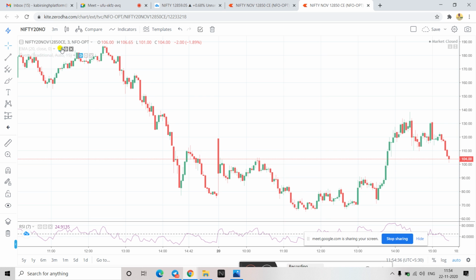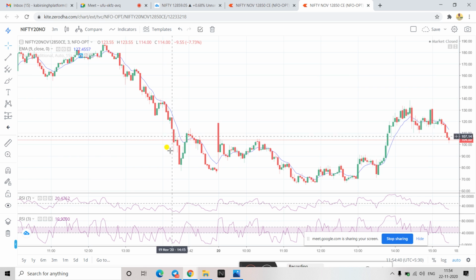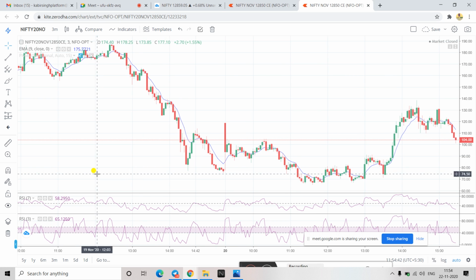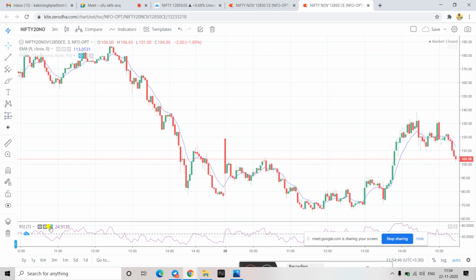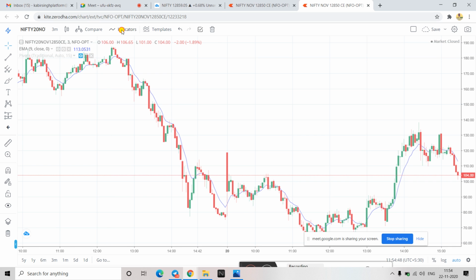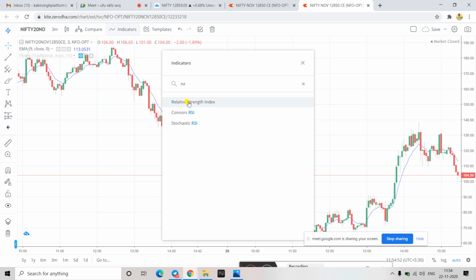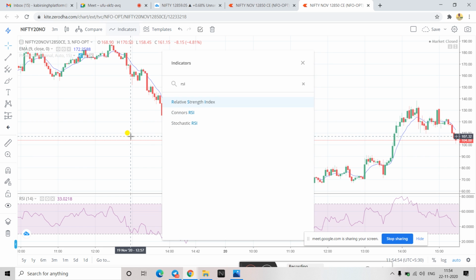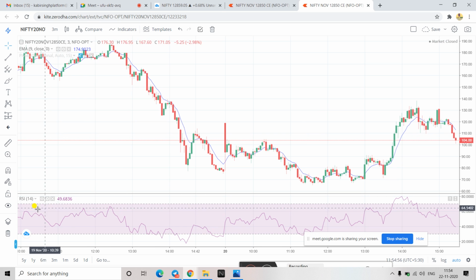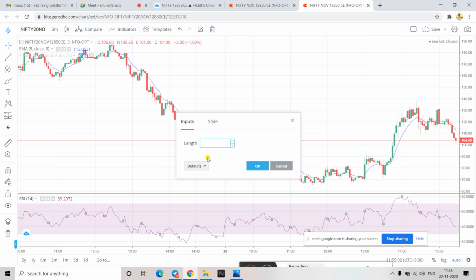My templates are actually already saved, and it will look like this. Let me tell you how you will apply that. I'll search for RSI here. Your normal RSI looks like this. By default it has a time period of 14, so change that. First, change that to 3.